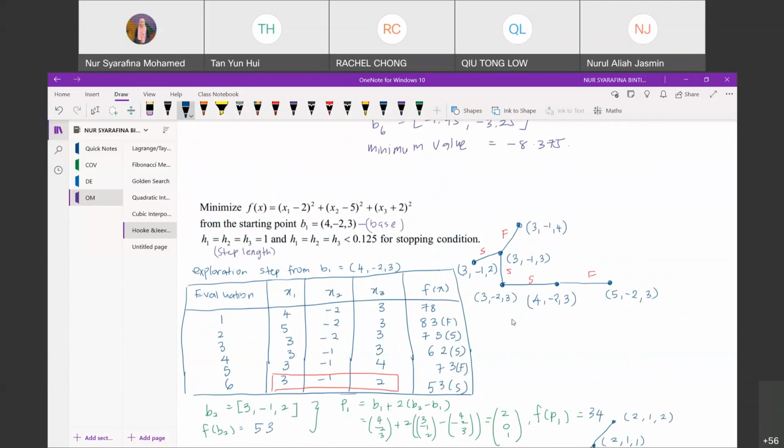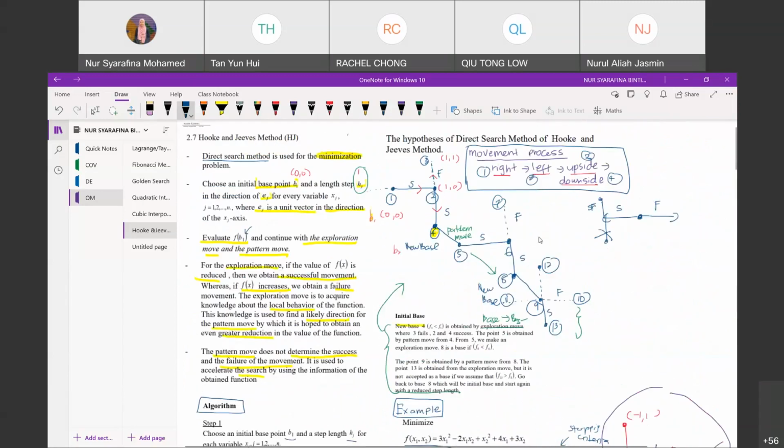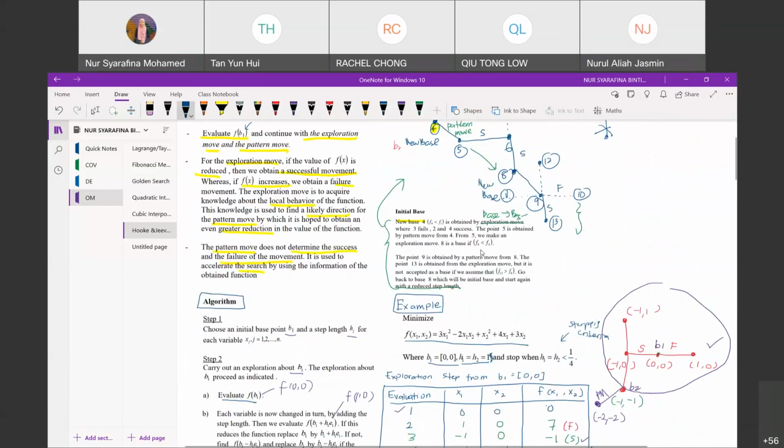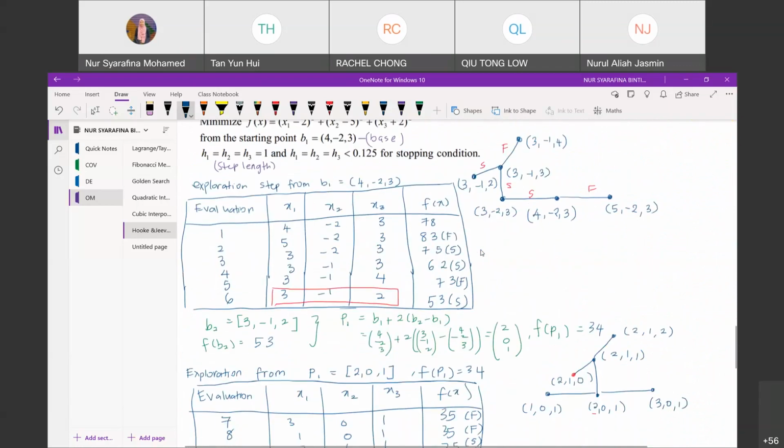All right, so that is how Hooke and Jeeves move to the solution point to find the optimum value by using this pattern search. This is another direct search method where it moves in terms of pattern. In Fibonacci and golden search, it moves within the interval. For quadratic and cubic, it interpolates within the function evaluation of quadratic and also cubic. And now this is the movement process from pattern, which we call the Hooke and Jeeves method.